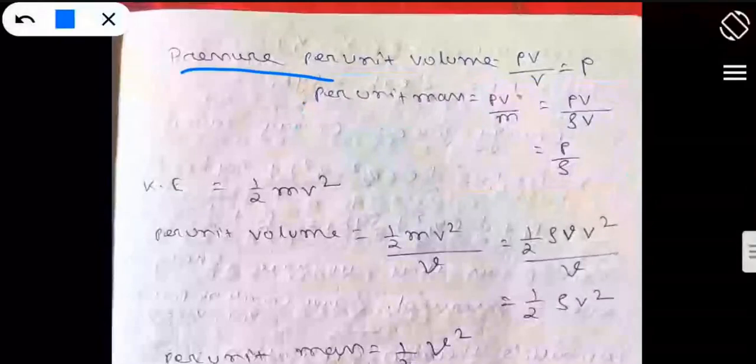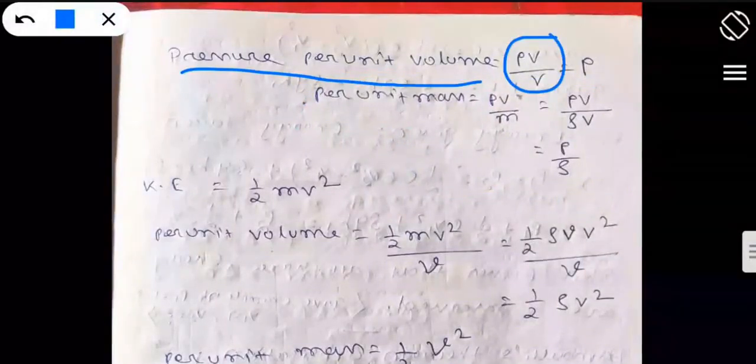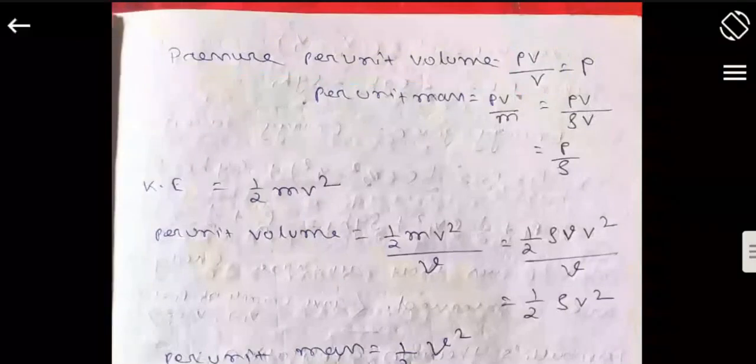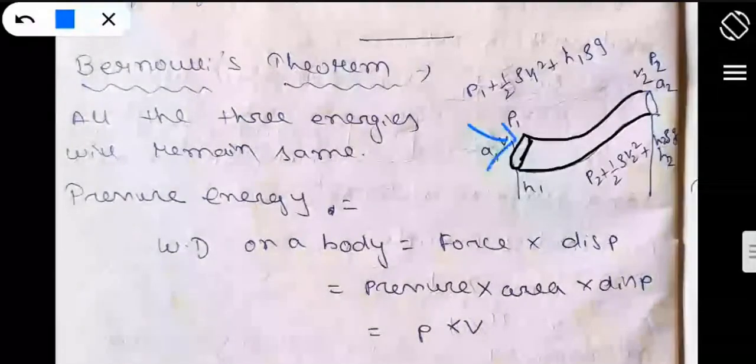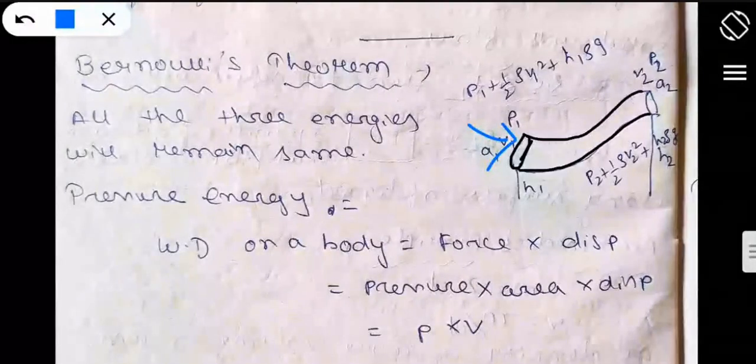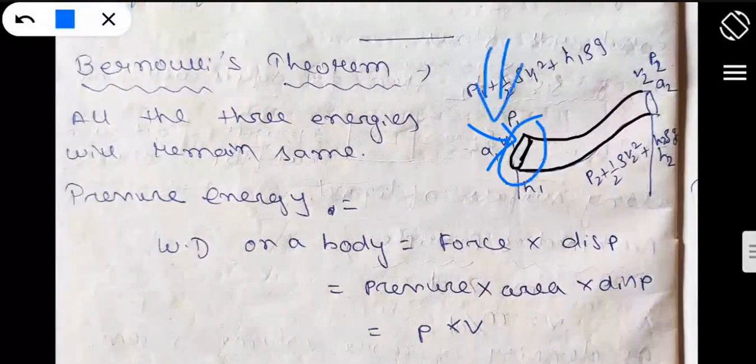So pressure per unit volume, what is that? PV upon V, because work done is what? Work done, you are doing the work in the pipe. You are doing the work in the pipe section. How are you doing the work? By giving a pressure. Okay, giving a pressure means what? Initial pressure you will provide through the help of a liquid. This one will be connected to a tap, right? And you are providing the initial pressure P, okay, per unit volume.